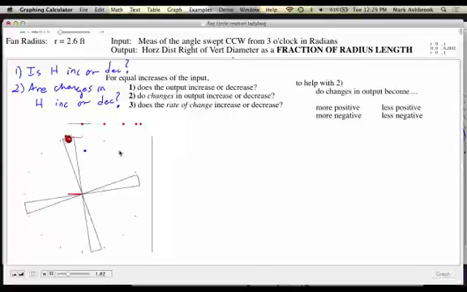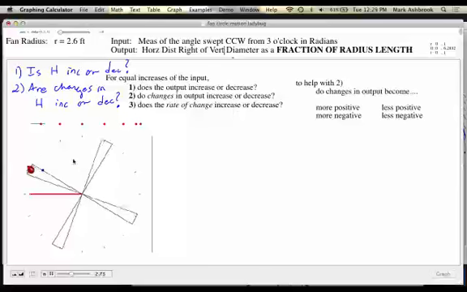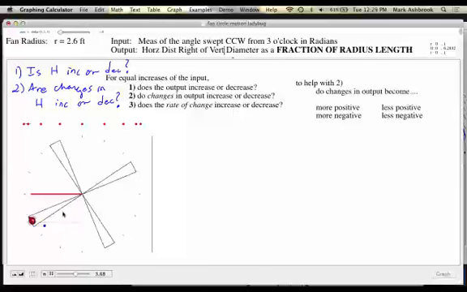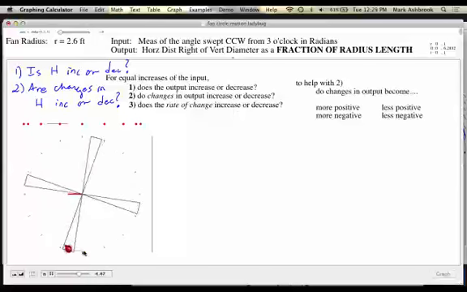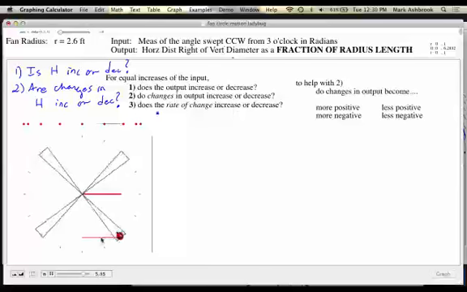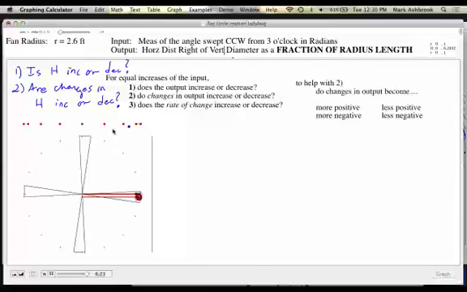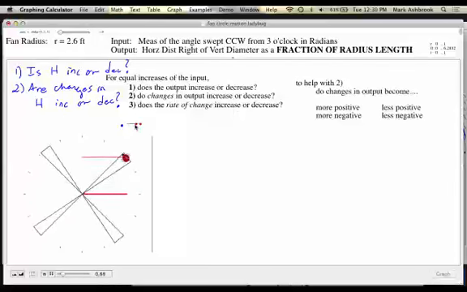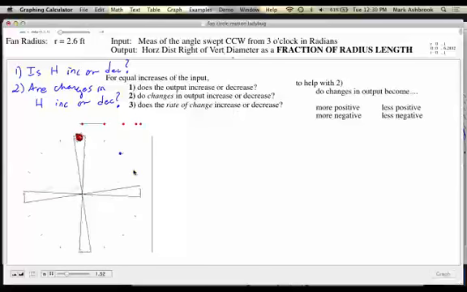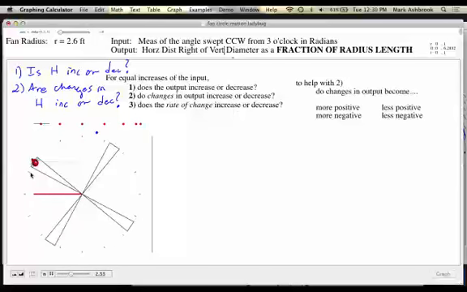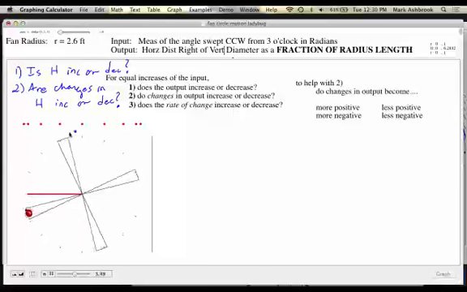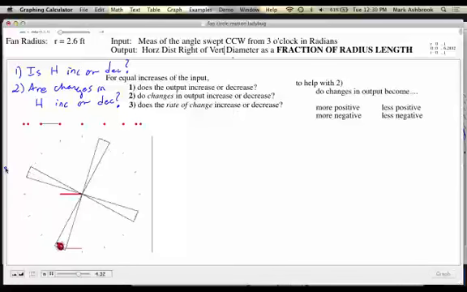I'm representing h by this red line here, the horizontal distance from the bug to the vertical diameter. And up here at the top, it's not perfect, but I think you can figure it out. The red dots are showing you, for each pi over 8 measure of the angle, what the change would be. Okay, go. All 4 quadrants.